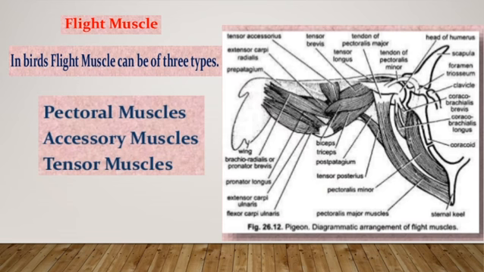Now, how about the flight muscles? In birds, flight muscles can be of 3 types. We have already discussed previously the pectoralis muscle that pulls the wing in the downstroke movement, and the coracoideus muscle that serves as the pulley system that pulls the wing in an upward direction. So we have the pectoralis muscle, the accessory muscles, and the tensor muscles.